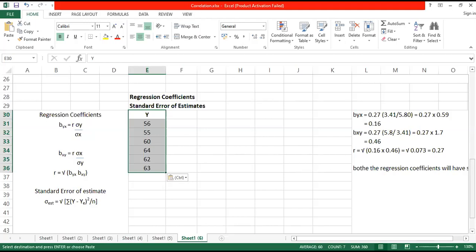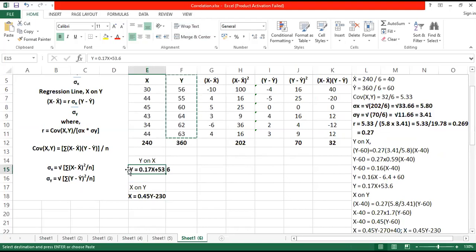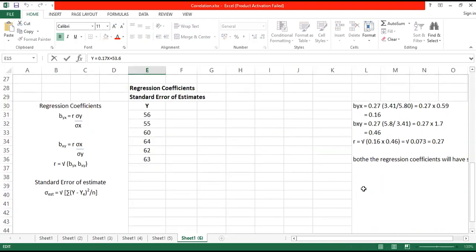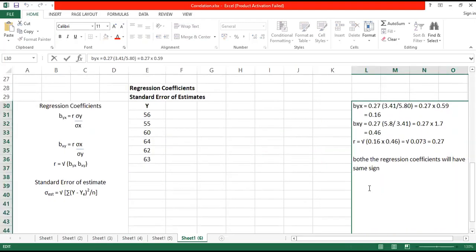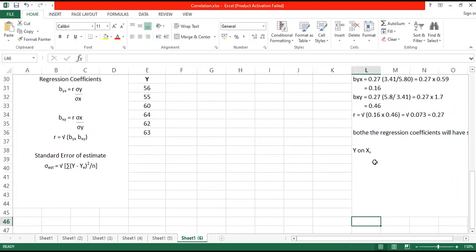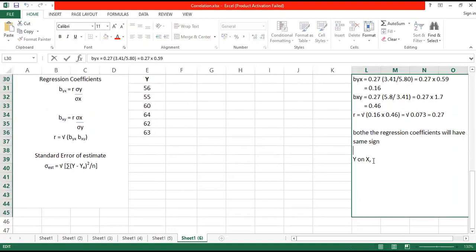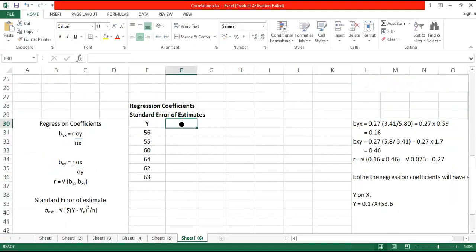And this is the formula. This is the equation we have derived, right? I'm writing this equation here. It's y on x. What is that? Y on x is, this is the formula we have. So based on this, we are calculating ye, which is the estimated y, right?